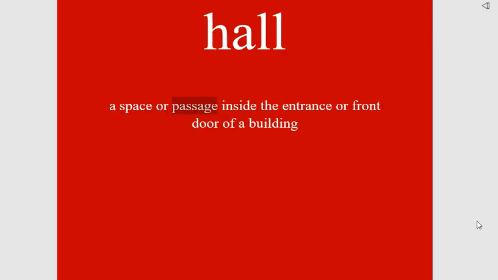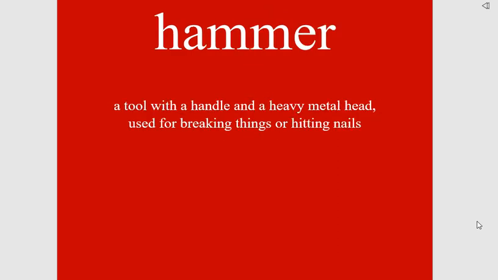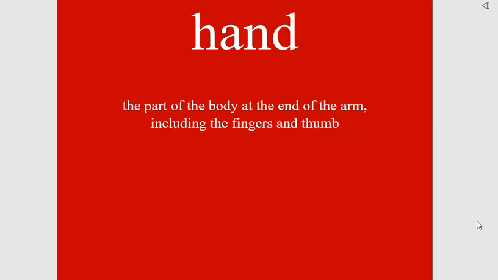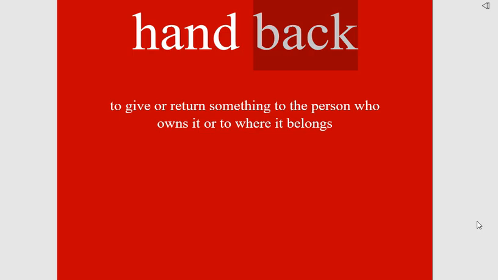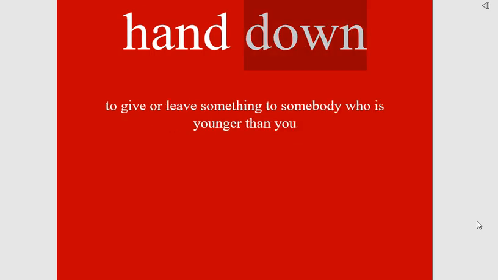Hall. A space or passage inside the entrance or front door of a building. Hammer. A tool with a handle and a heavy metal head, used for breaking things or hitting nails. Hand. The part of the body at the end of the arm, including the fingers and thumb. Hand back. To give or return something to the person who owns it or to where it belongs. Hand down. To give or leave something to somebody who is younger than you.